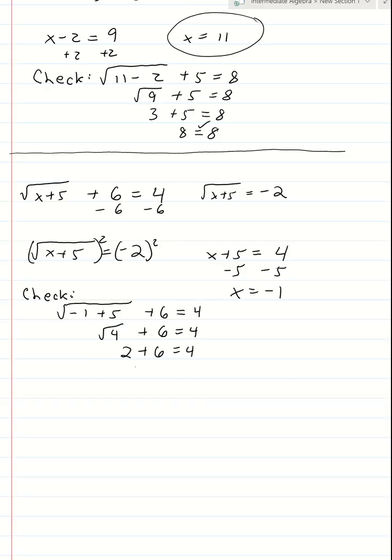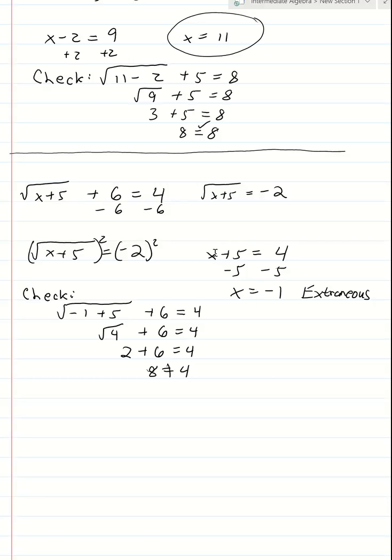Well, here on the left side, 2 plus 6 is 8. Well, as we can see here, does 8 equal 4? That's nonsense. 8 does not equal 4. So that means that the solution that we got of negative 1 is not wrong, okay? It is just an extraneous solution. It's an extra solution. It does not work for the original equation, okay?